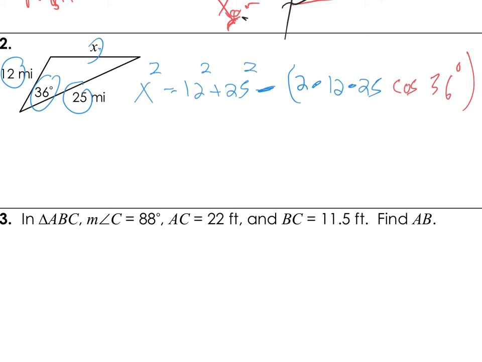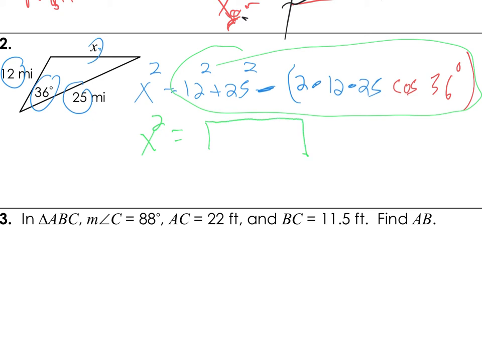That's your work. The next work would be, do all the math. Do all of this, and feel free to use your calculator. X squared equals something. Record on the paper 3 decimals for now.